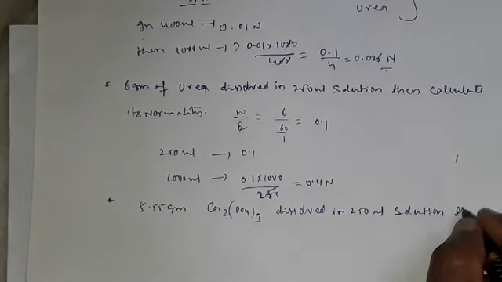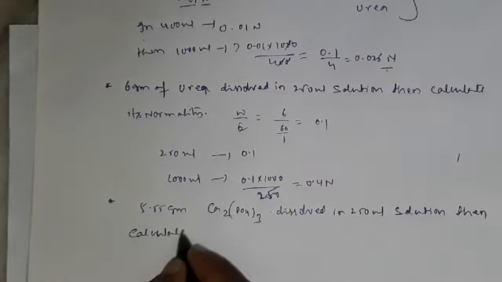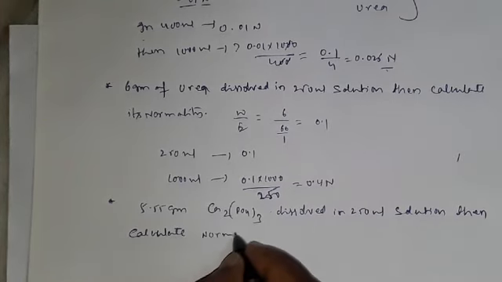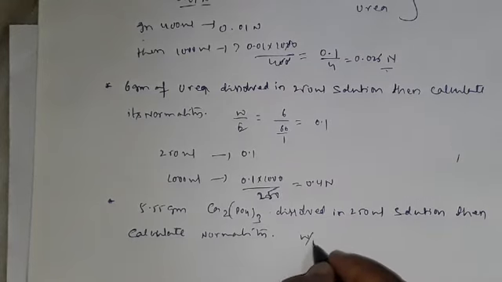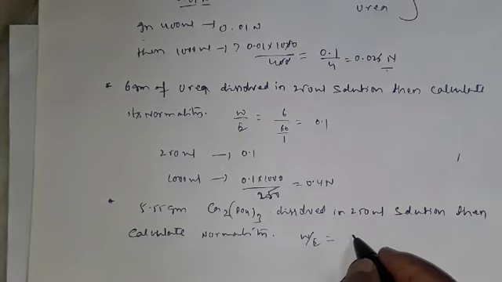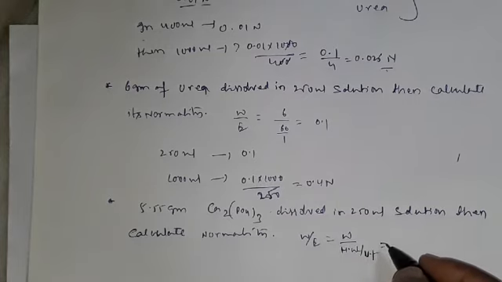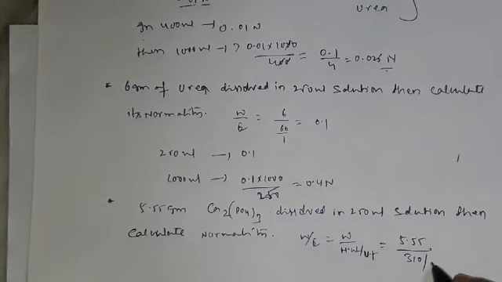Then calculate normality. Step 1: normality is weight by equivalent weight, which is equal to weight by molecular weight by valency factor. Weight is 5.55 by equivalent weight. So molecular weight is 310, and the valency factor comes as 6 here.